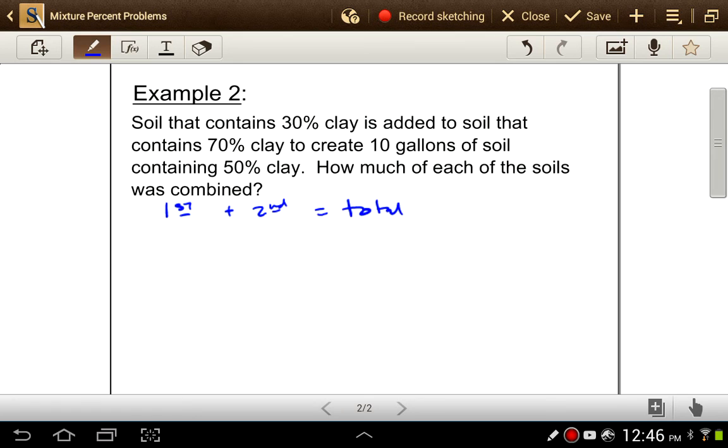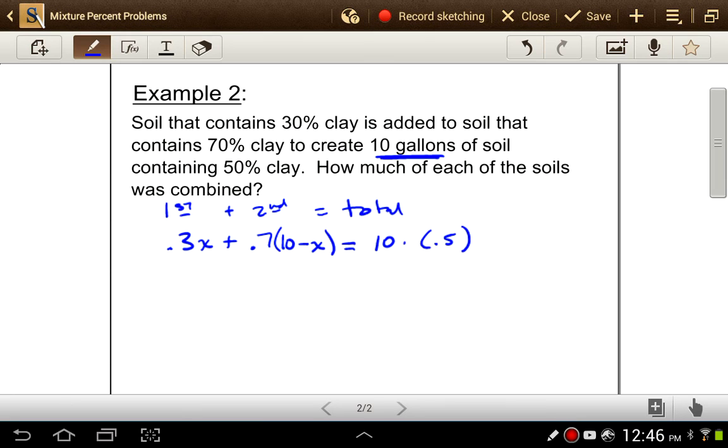My first soil is 30%, so I'm going to do 0.3 times x, since I don't know how much, plus my second soil, which is 0.7 times something. I can't use x because that represents the first soil, and I don't want to use another variable, so I'm going to relate it to my first variable. I know that there's a total of 10, so my second soil is going to be 10 minus x, whatever I use for my first soil. Then that's going to equal my total, which is 10 times 50%, or 0.5.